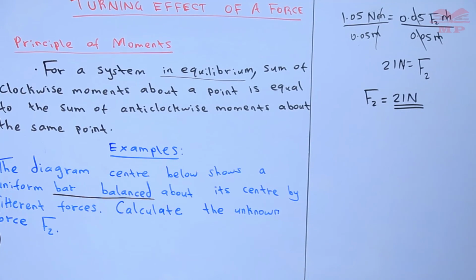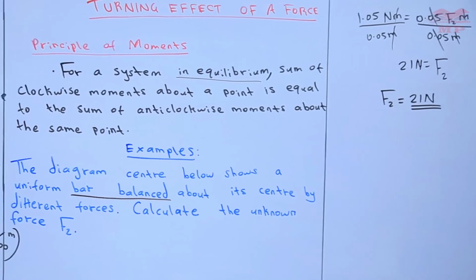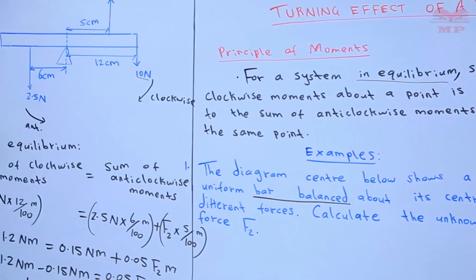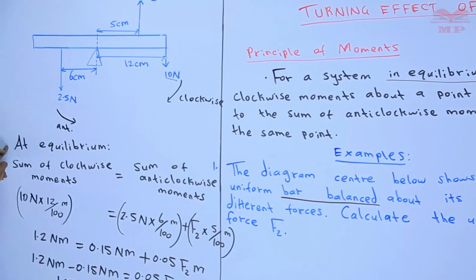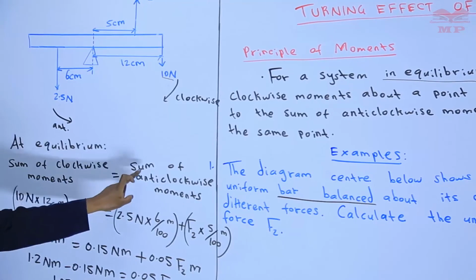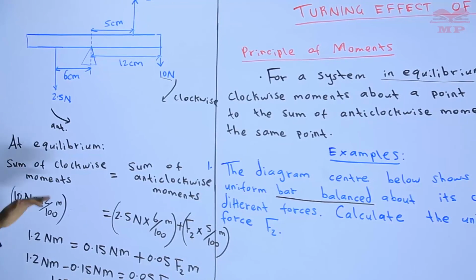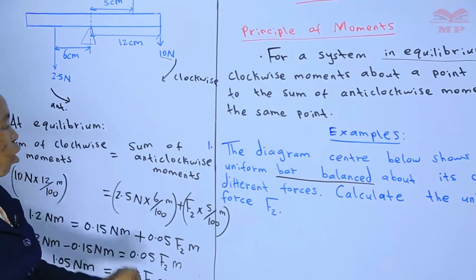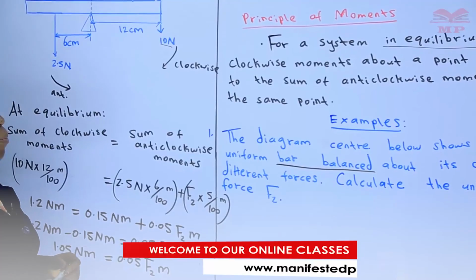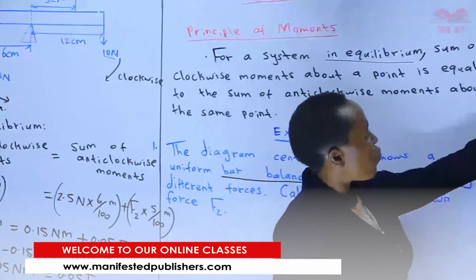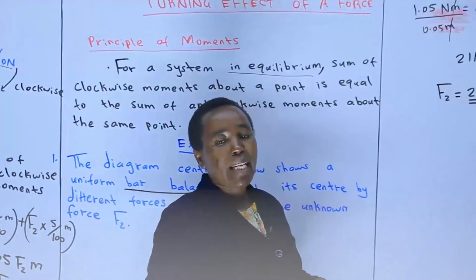So to start with, anytime you are told that the system is balanced, you start by stating the principle of moment in short form. At equilibrium, sum of clockwise moments is equal to sum of anticlockwise moments. Then you calculate the clockwise moment, you equate it to the anticlockwise moment, and you'll be able to find the value of the unknown. It can be the force or it can also be the distance.